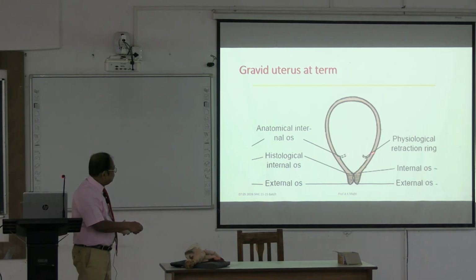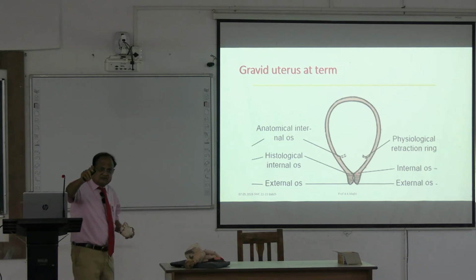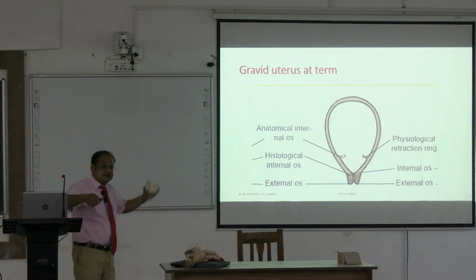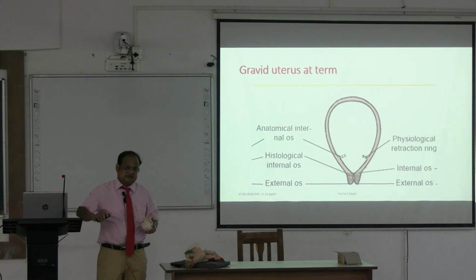Actually this is the physiological retraction ring. Physiological retraction ring, internal os and external os. The length of the normal internal os is 2.5 to 3 centimeters of cervix. And in pregnancy, the uterus enlarges hugely, but not so much the cervix. The cervix is actually 3 to 4 centimeters. So that is the internal os and external os.